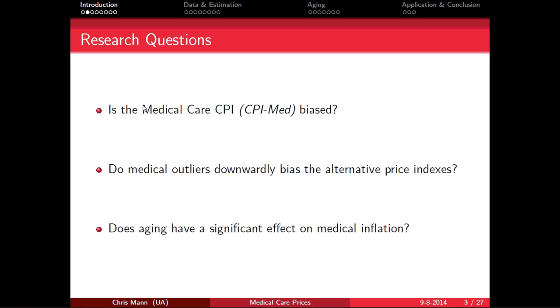And I identify two effects, right? One is on medical outliers, and the second is on aging. And I show that both of these can actually cause the alternative price indices to underestimate medical care inflation. And once you take into account both of these effects, then the medical care component of the CPI might actually be understating medical care inflation as well.